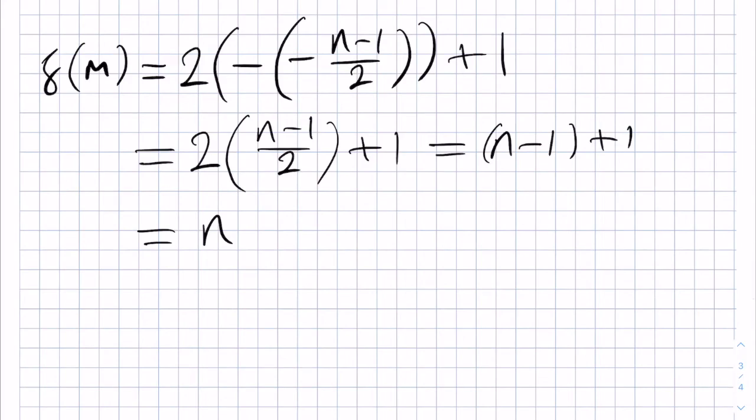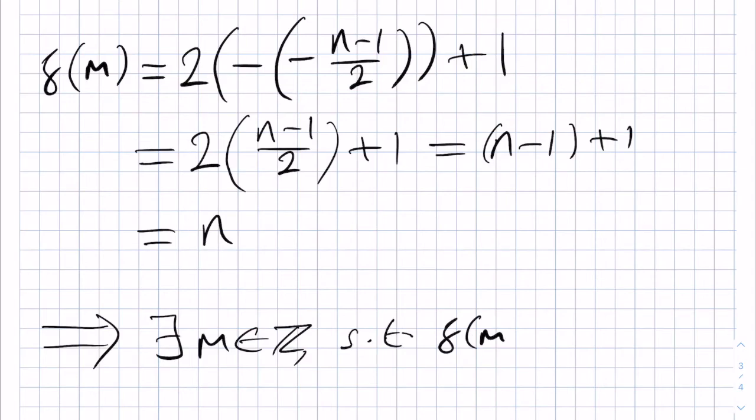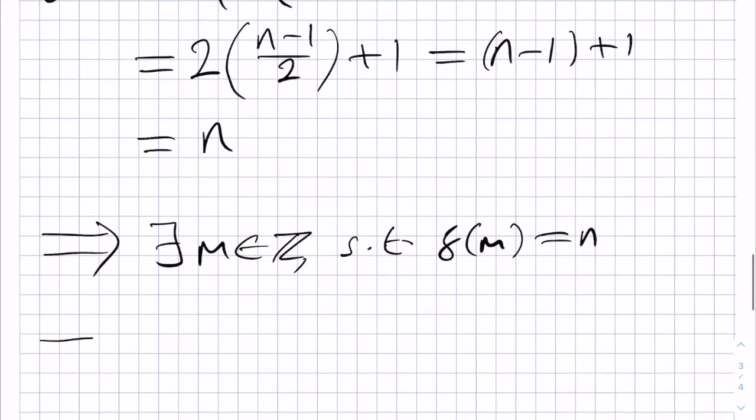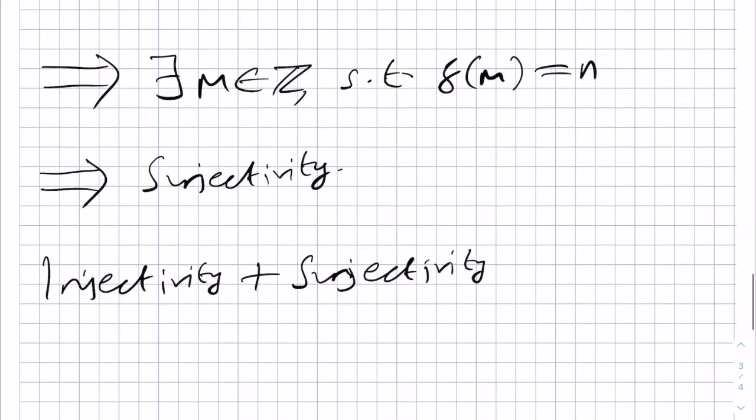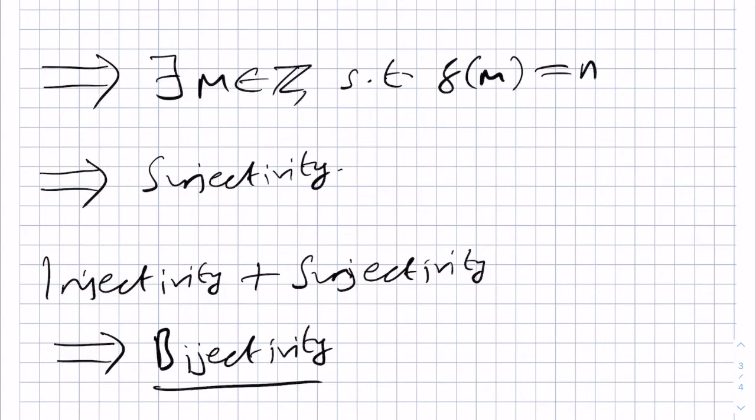In both cases, we have shown that there exists an m in the integers such that f of m is equal to n, and therefore we have surjectivity. If we combine the fact that we've shown injectivity with the fact that we've shown surjectivity, then overall we have shown bijectivity. So indeed, the function f is a bijection.